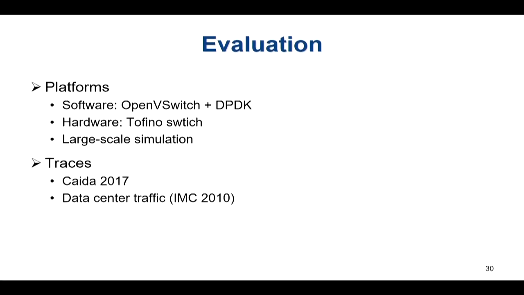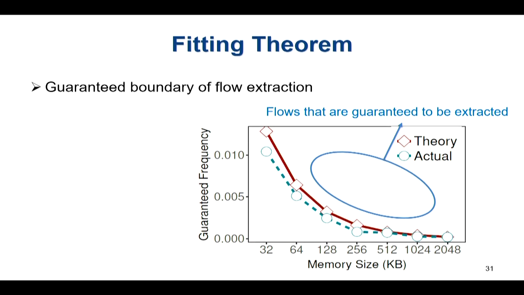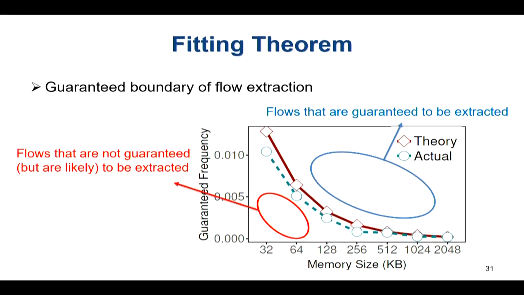Our experiments use two independent data sets. In our first experiment, we show that SketchLearn can fit its theorem very well. Recall that SketchLearn proves a boundary for large flow extraction. Flows above this boundary are guaranteed to be extracted, and flows below this boundary are not guaranteed but are still likely to be extracted until the contours in the residual sketch fit Gaussian distribution. In this experiment, we compared the theoretical boundaries calculated by our theorem and the actual boundaries measured in our data set. We can see that the difference between the theoretical boundaries and actual boundaries is very small.